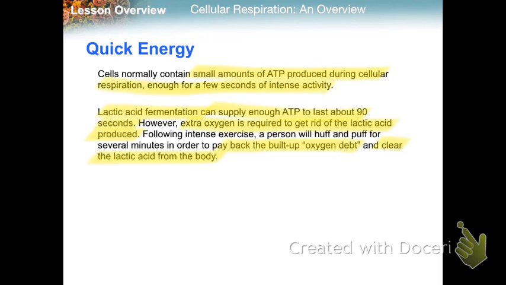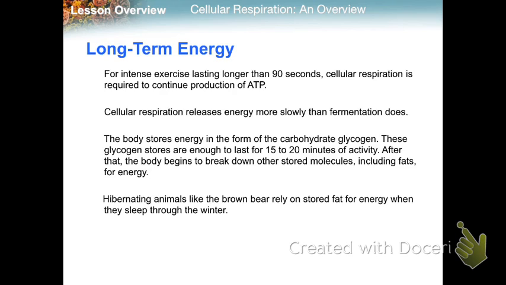It's thought that lactic acid is a cause of muscle soreness. As we look more at this, the farther along we go in research, it appears that it's a combination of both lactic acid and small micro tears in the muscles. For intense exercise lasting longer than 90 seconds, cellular respiration is required to continue that production of ATP. Cellular respiration releases energy more slowly than fermentation.